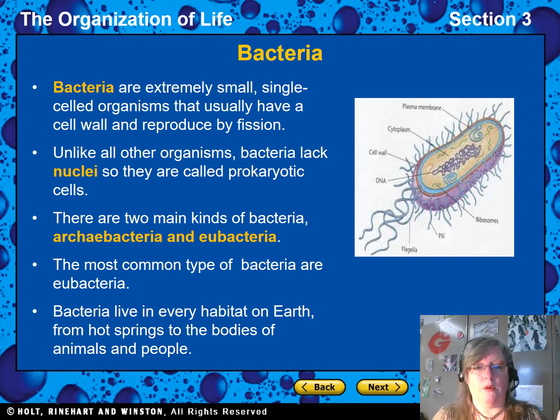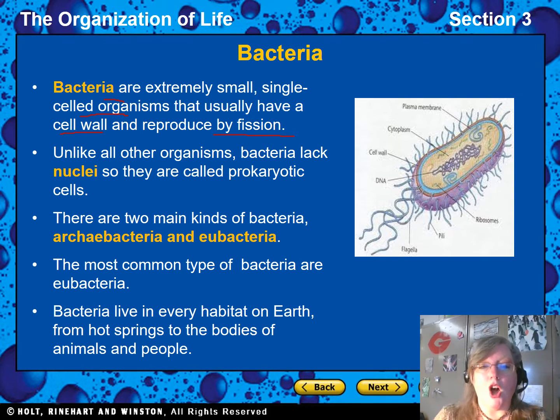All right, so let's see what our notes actually say, to make sure I covered everything. The bacteria are extremely small. They are all single-celled. They usually have a cell wall, not always, but usually. And they reproduce by fission. That's where they just split. That's how they make a copy of themselves. They copy the DNA and split.